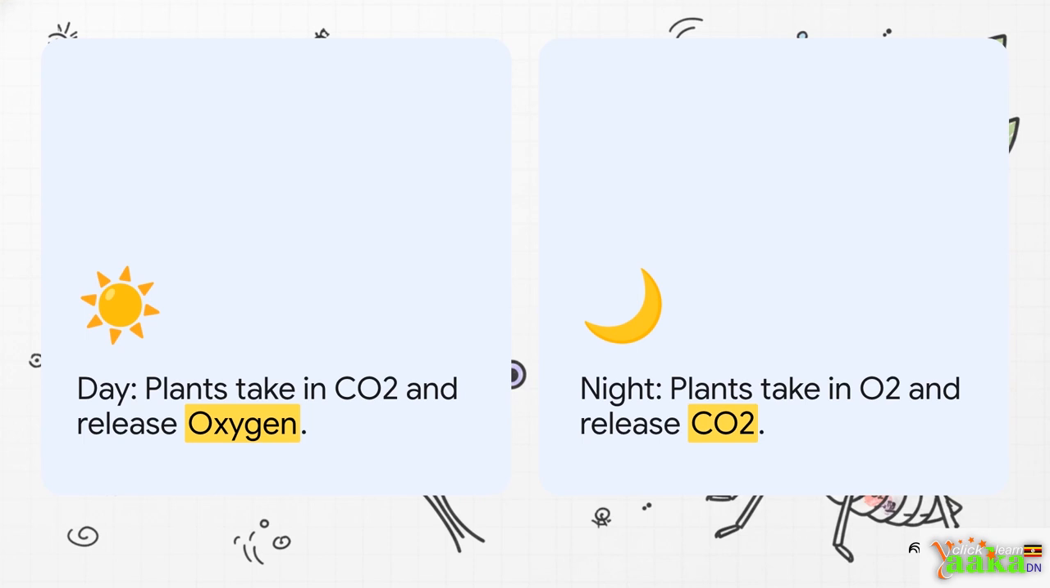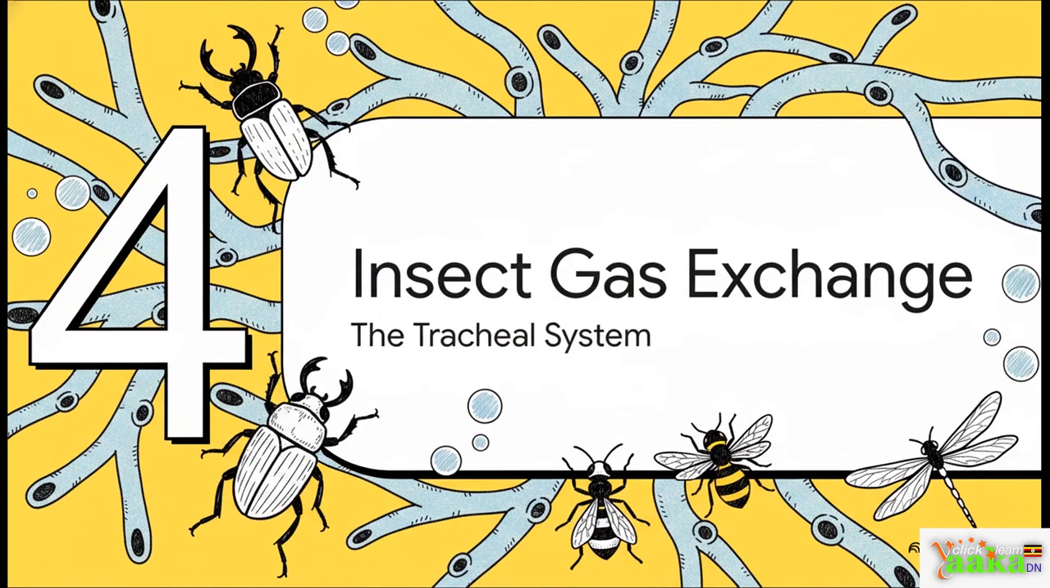During the day, when sunlight is hitting them, plants are super busy making food through photosynthesis, so they take in carbon dioxide and release oxygen. But at night, photosynthesis shuts down. To survive, they have to continue respiring, which means they take in oxygen and release carbon dioxide, exactly like we do.